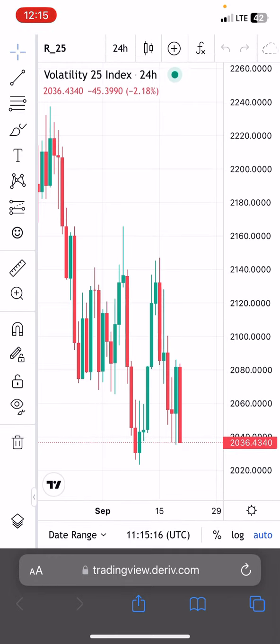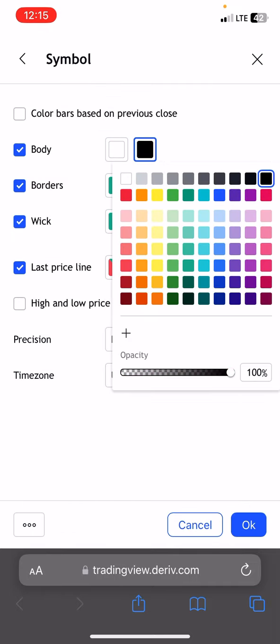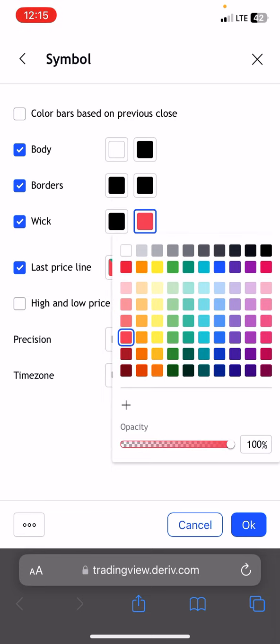I make use of my phone to make my analysis because it is very easy, convenient and flexible for me. Some of you can make use of your laptop. Whenever I want to make use of my laptop, I also do the same with the settings. So this is the same thing you would have to do if you're making use of a laptop. You just go to your settings, you change this to white, you change this to black, you change all of this to black.